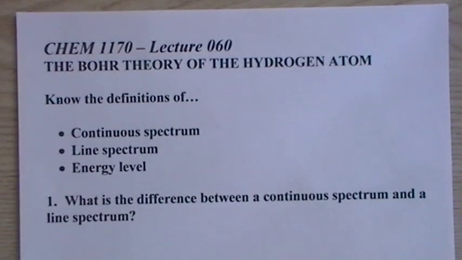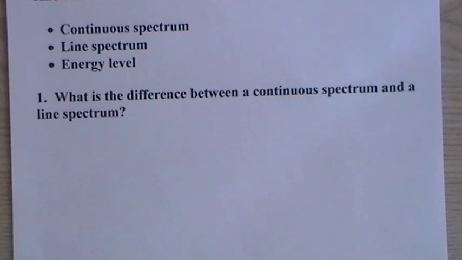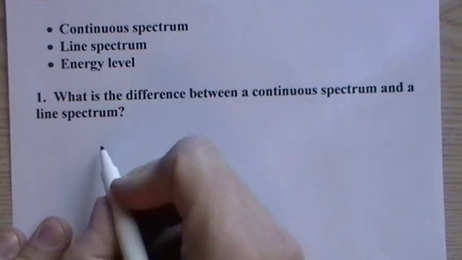Okay, the Bohr theory of the hydrogen atom. First question: what is the difference between a continuous spectrum and a line spectrum?